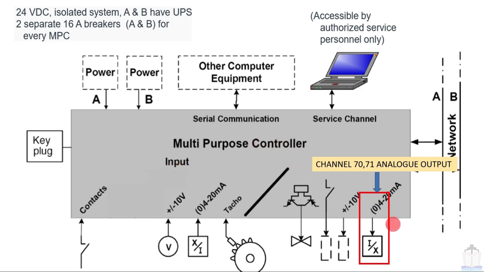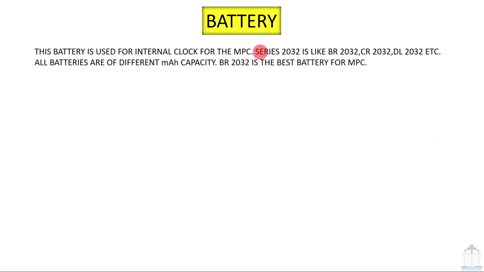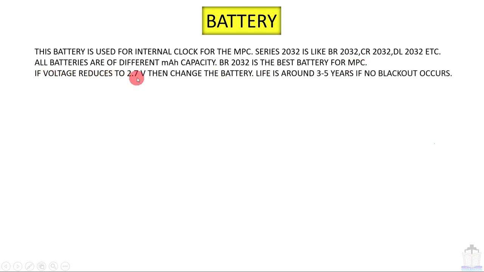Now our next component is the battery. So we will see the battery part. This battery is used for the internal clock of the MPC. Series 2032 types like BR2032, CR2032, DL2032 etc. You can use any of the batteries. All batteries have different milliampere hour capacity. BR2032 is the best battery for MPC. If voltage reduces to 2.7 volt, then change the battery. Usually the potential of this battery is 3 volt, so if it drops below 2.7 volt, you have to change the battery.